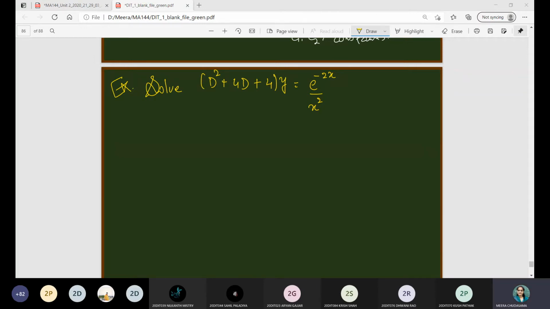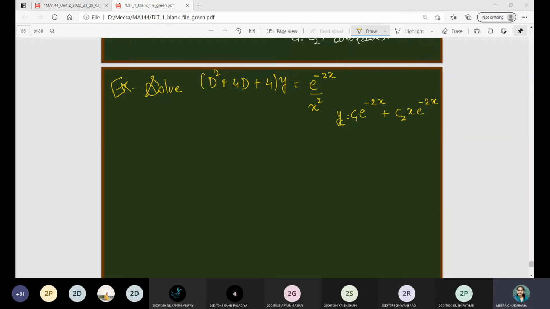Did any one of you get the complementary function yc? e to the power minus 2x into c1 plus x c2. That is, c1 e to the power minus 2x plus c2 x e to the power minus 2x. I advise you one thing: always keep your constant quantities to the left hand side and after that write down the functions of x, whatever you are having, right? So this is what yc is.